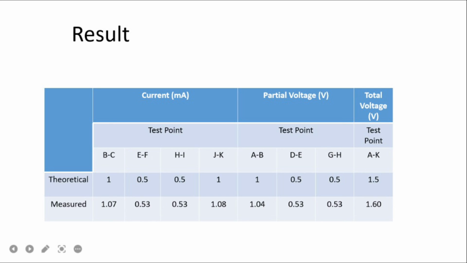In conclusion, a circuit has been constructed using a 1.5 volt DC battery, breadboard, wire and three 1 kilo ohm resistors. This helps students know how to use a multimeter, how to construct a circuit, and how to measure partial current, partial voltage and total current in the circuit. The measured partial current at the test point is very important because we can use it next time.